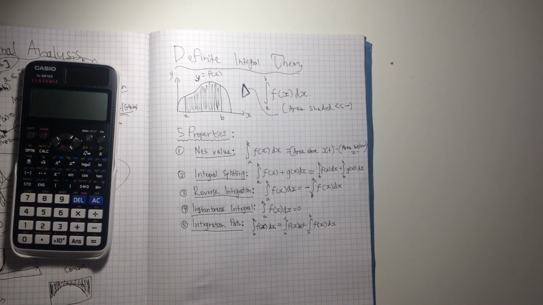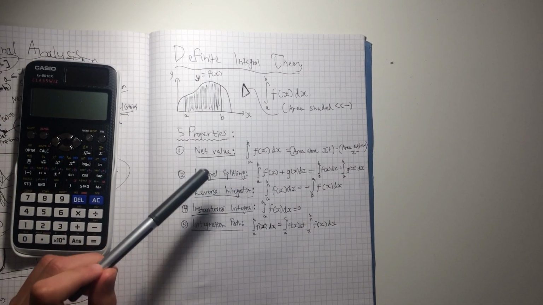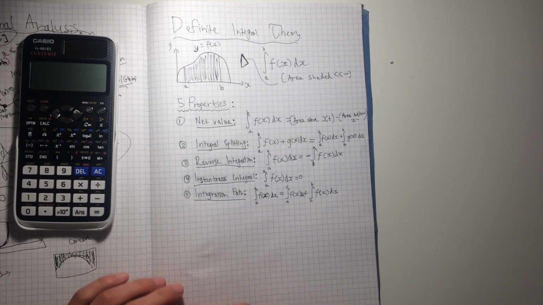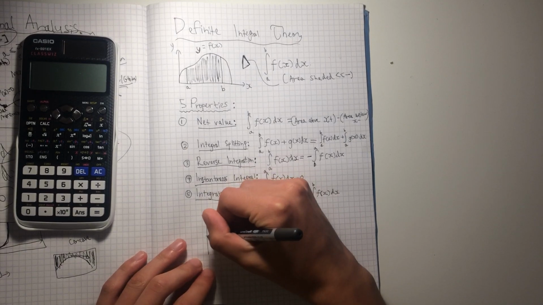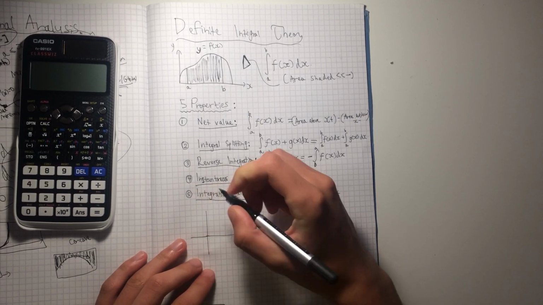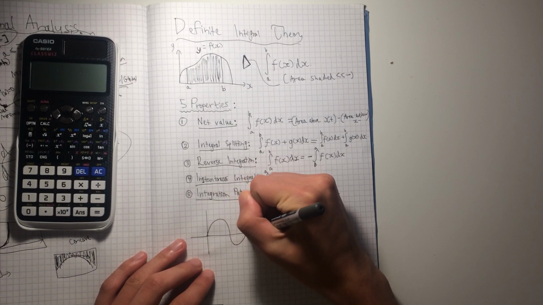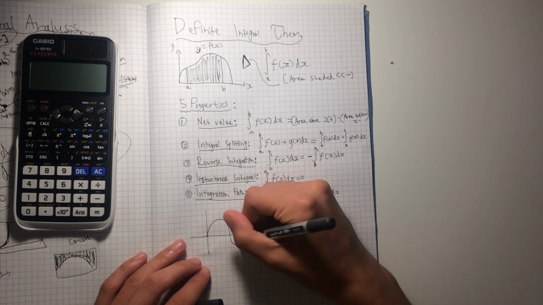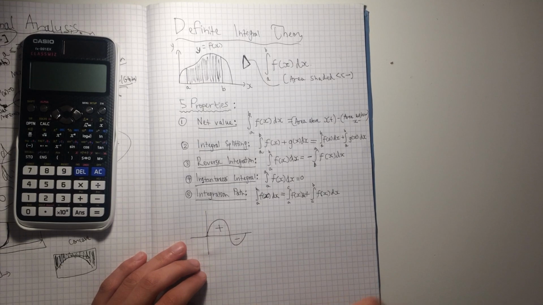The first property we're going to discuss is the net value. That says that if we have a curve here, and it's going to have some parts above the x-axis and some below. I think my channel promo has this kind of picture. So this part would be negative area, and this would be positive area.